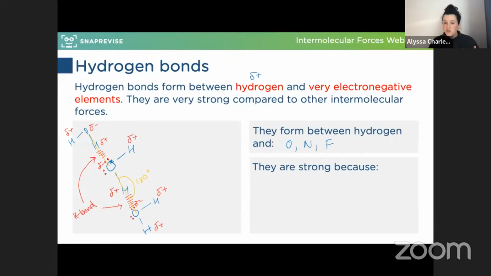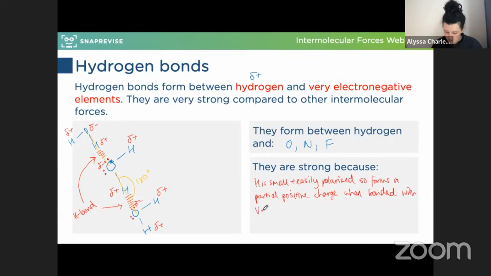Okay, why are hydrogen bonds strong? Because hydrogens are very small, easily polarized. The bonds with hydrogen are easily polarized, so it forms a partial positive charge when bonded with very electronegative elements. Just trying to make up time now.